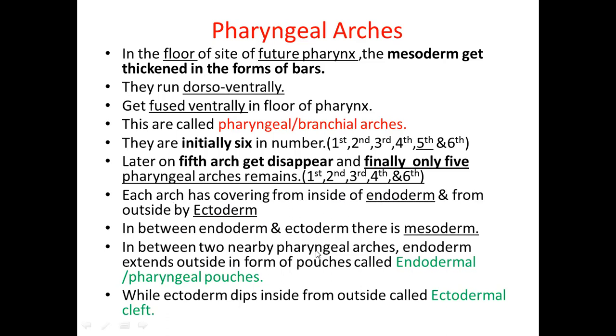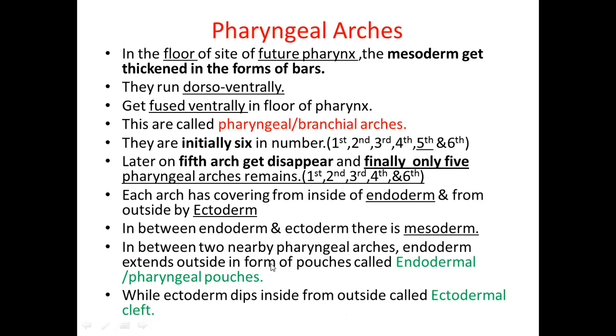In between two nearby pharyngeal arches, endoderm from inside extends outside in the form of pouches. It extends outside like a pouch, and these are called endodermal or pharyngeal pouches. This is the second topic of today's lecture, the endodermal or pharyngeal pouches. While ectoderm, which is from outside, dips inside and is called ectodermal clefts. Very simply, ectoderm is coming from outside to inside in the form of dips. They are called ectodermal clefts.